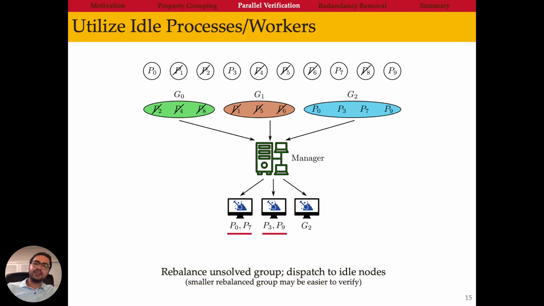Our rebalancing procedure enables us to split the unsolved group and dispatch unsolved properties across the idle nodes. It does this while still keeping the benefits of high affinity group verification. These smaller rebalanced groups might be easier to verify compared to the original group G2, which can overall speed up the entire verification process.